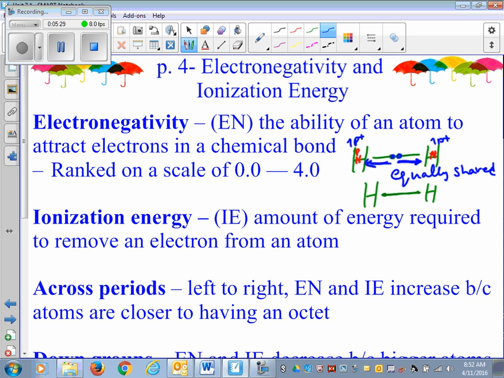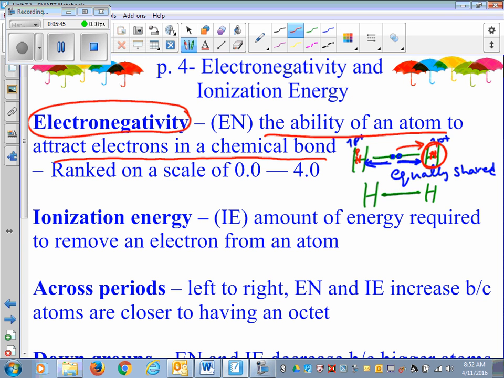Before I move on, the pull by which the nucleus is pulling the electrons on its side is called electronegativity. That is the definition of electronegativity: the ability of an atom to attract the electrons in a chemical bond. So the ability of this atom is equal to the ability of this atom because both have the same number of protons. Make sense to you?